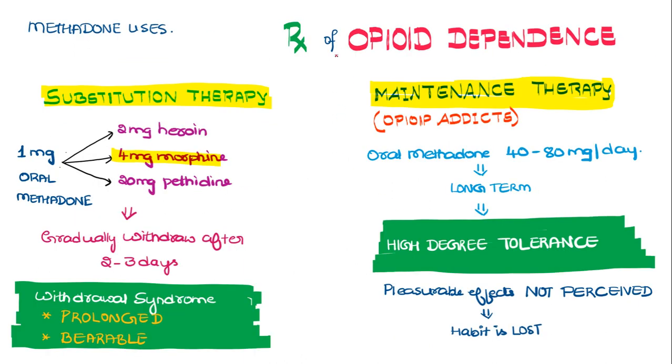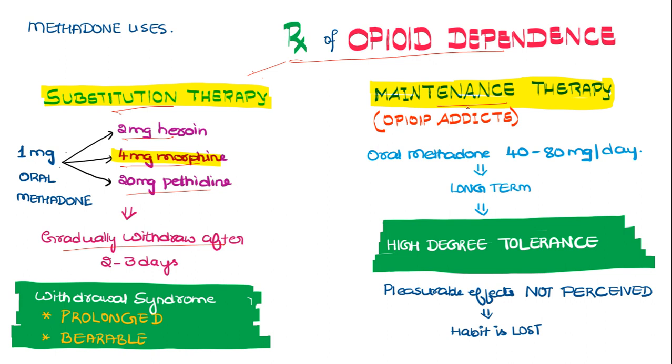Coming to the uses of methadone, it is used in the treatment of opioid dependence in two ways, as a substitution therapy and as a maintenance therapy. In substitution therapy, we can replace 2 milligram heroin, 4 milligram morphine, with 20 milligram methadone, and following that you can gradually withdraw after 2 to 3 days. The withdrawal syndromes of methadone are prolonged, and those are much more bearable.